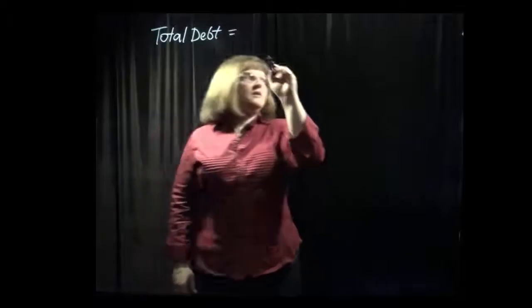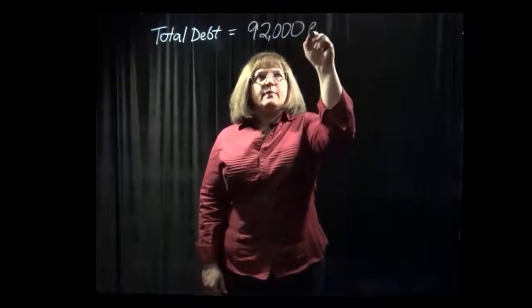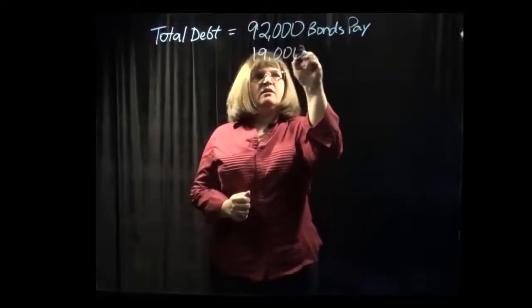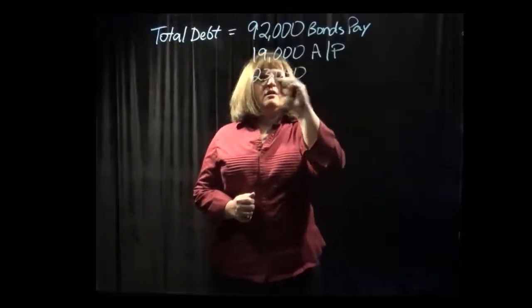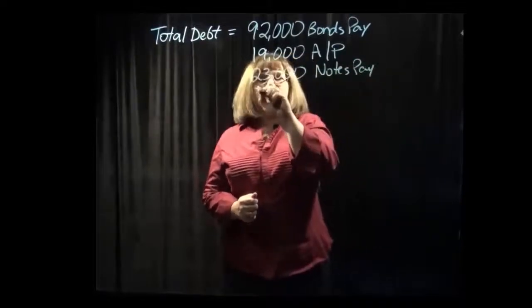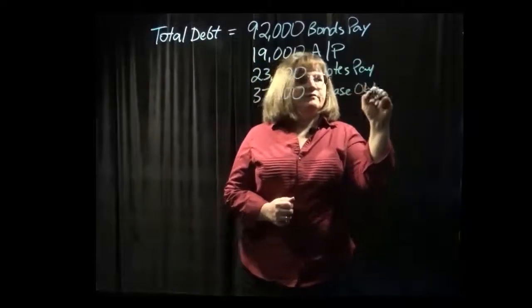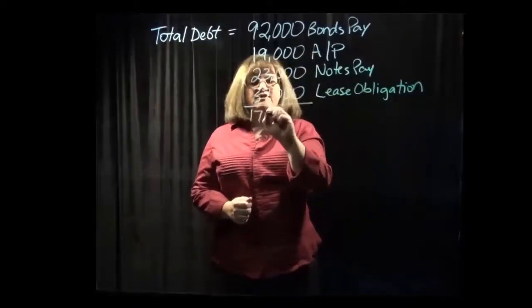Okay, the total debt for this company is going to consist of the $92,000 in bonds payable, plus the $19,000 in accounts payable, plus the $23,000 in notes payable, plus $37,000, that's a lease obligation. If we total these together, we get $171,000.